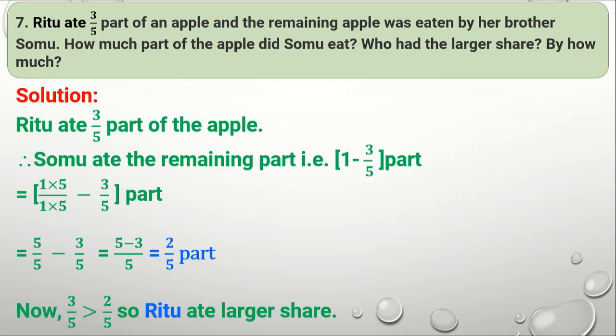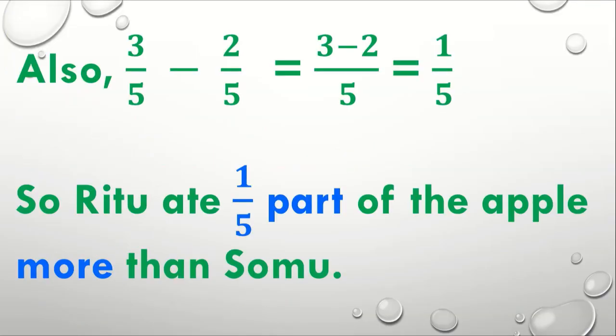Next, Ritu ate 3 upon 5 part of an apple and the remaining apple was eaten by her brother Somu. How much part of the apple did Somu eat? Who had the larger share? By how much? So Ritu ate 3 by 5. Somu ate the remaining part, that is 1 minus 3 by 5, which is 2 by 5 part. So 3 by 5 is more than 2 by 5. So Ritu ate the larger part. So 3 by 5 minus 2 by 5 is 1 by 5. So Ritu ate 1 by 5 part of the apple more than Somu.